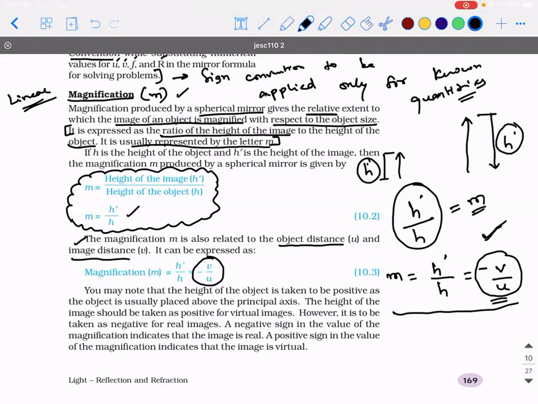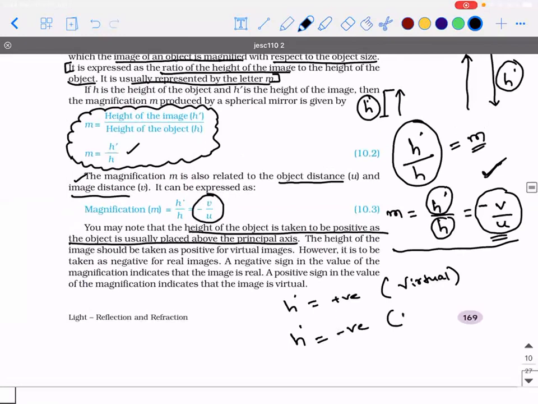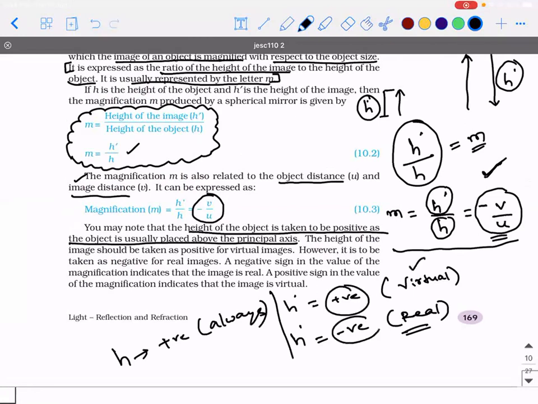Now, let's take an important point into consideration. The height of the object is taken to be positive as the object is usually placed above the principal axis. By default, h is generally taken as positive unless mentioned in the question. Based on that, h dash is positive if the image is virtual, and h dash is negative if the image is real. So h is always positive, whereas h dash is positive when virtual, negative when real.